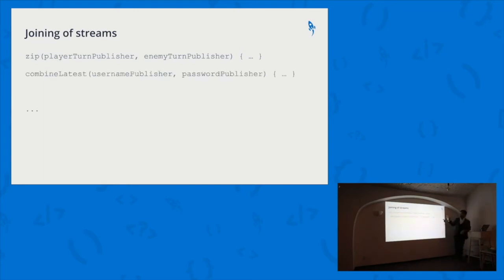Combine latest is something like zip, but not quite, because each time there is a new event on one of the streams it's connected to, it sends a new event with the latest values from all the streams. You'll see about that in a moment.